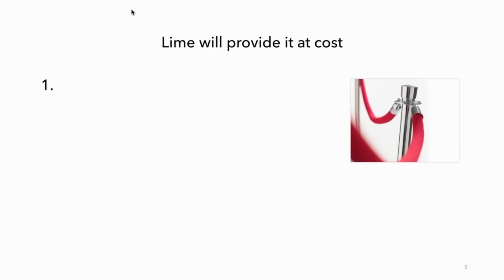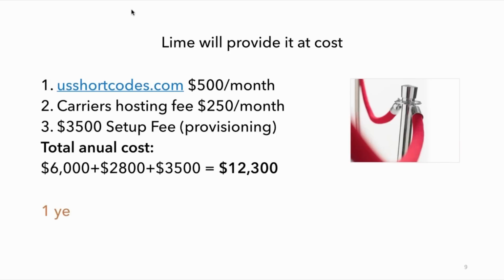Now, in order to push it, at least for now, we're willing to give it at cost. And I'll show the cost, the industry cost. It's not Lime's cost, it's just the industry cost. You can all go to usshortcodes.com. That's where you list or buy or rent a new code. It costs $500 a month. If you go with random, it costs $1,000 a month. If you go with a vanity number, which lets you choose or select the number itself.